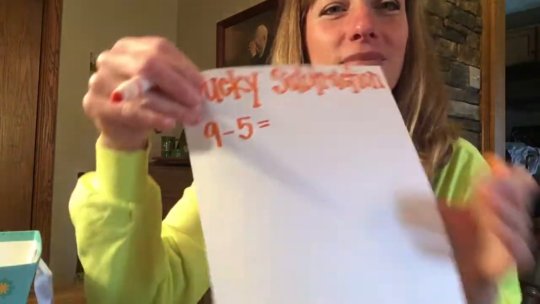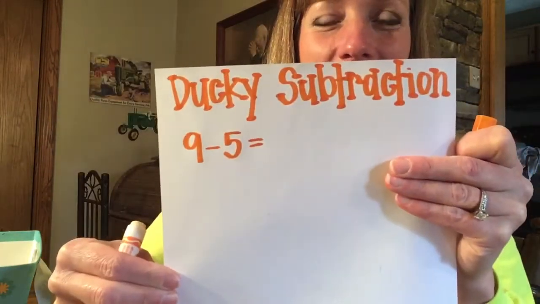Can you read it out loud? 9 minus 5 equals, and we want to figure out the answer. So on your sheet of paper, I want you to write 9 minus 5 equals, just like mine. 9 minus 5 equals. And you might be able to do this in your head, and that's awesome. But I'm going to use the eggs that I have here. So I'm going to put 9 in my Easter basket.